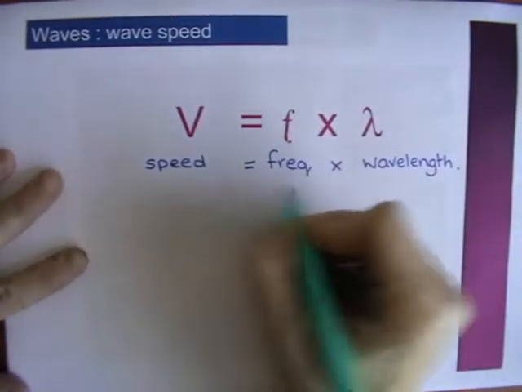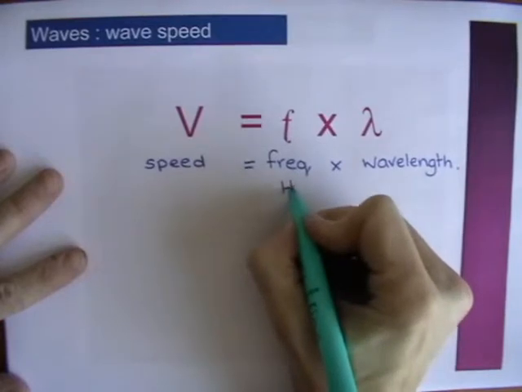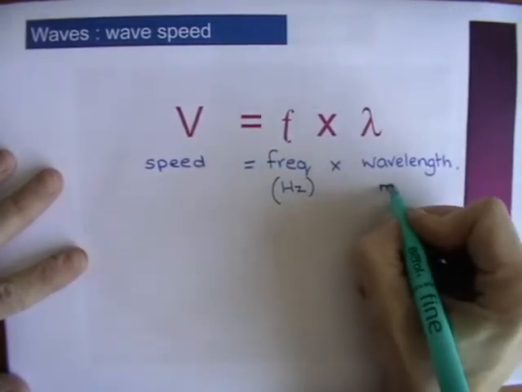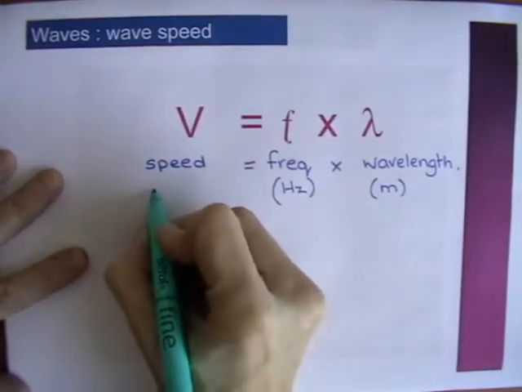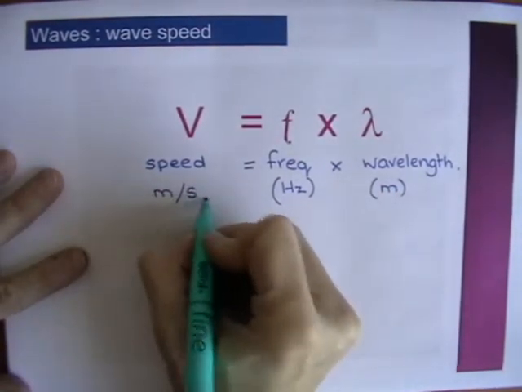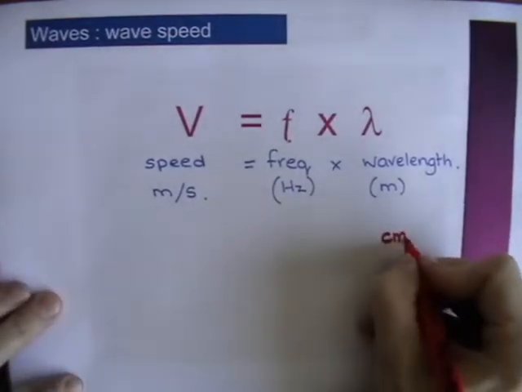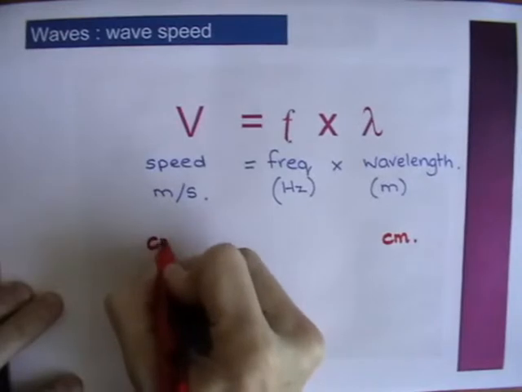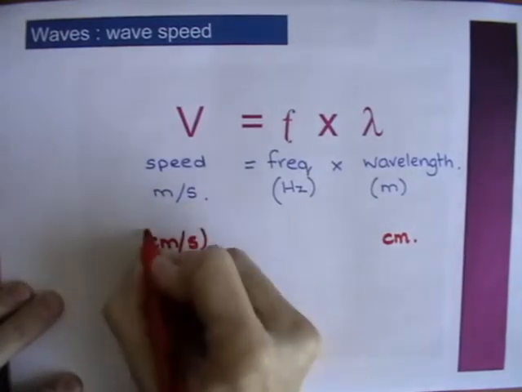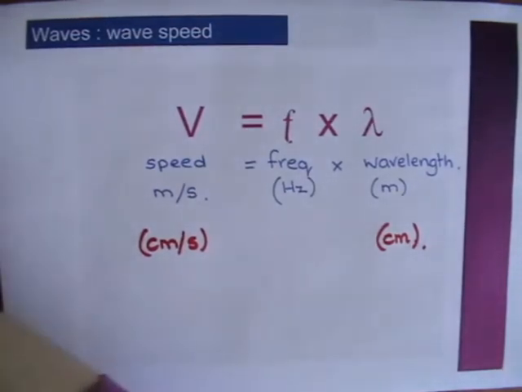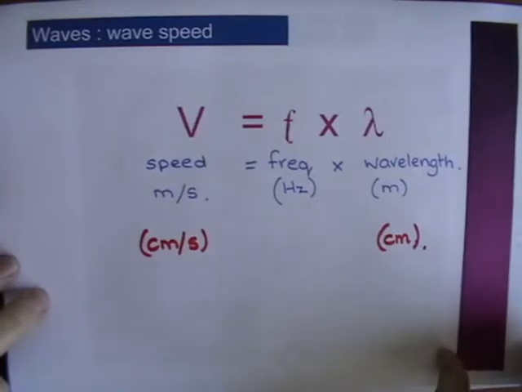The units are: frequency is measured in hertz, wavelength is measured in meters, and speed then is measured in meters per second. Now an alternative unit for wavelength could be centimeters, and if that was the case then your speed would be measured in centimeters per second. So just be aware of that. But if you do need an answer in meters per second, you must have your wavelength in meters as opposed to centimeters.